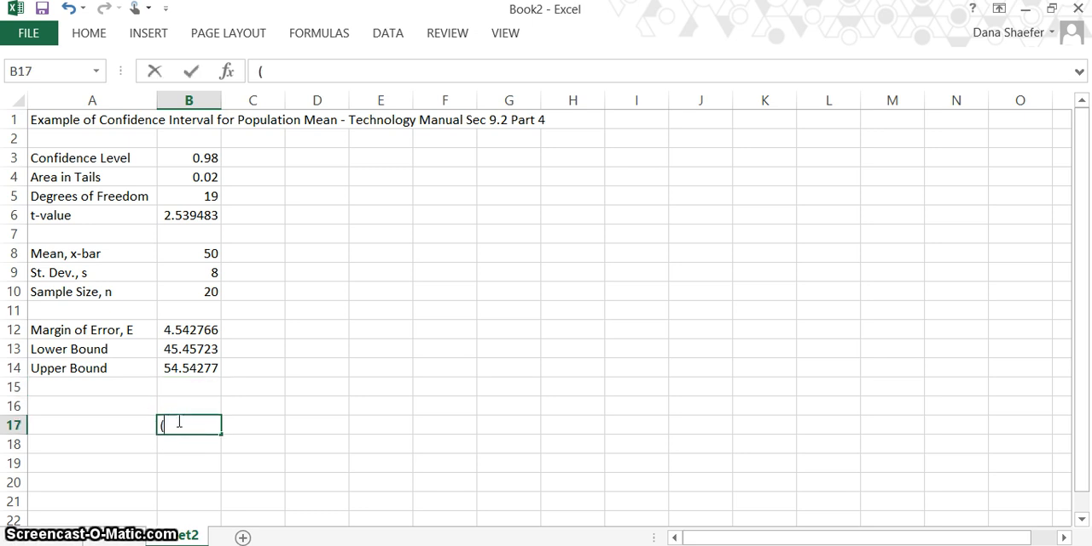So let's say 45.46 to 54.54. So there's the interval that estimates the population mean, knowing that our point estimate is 50.